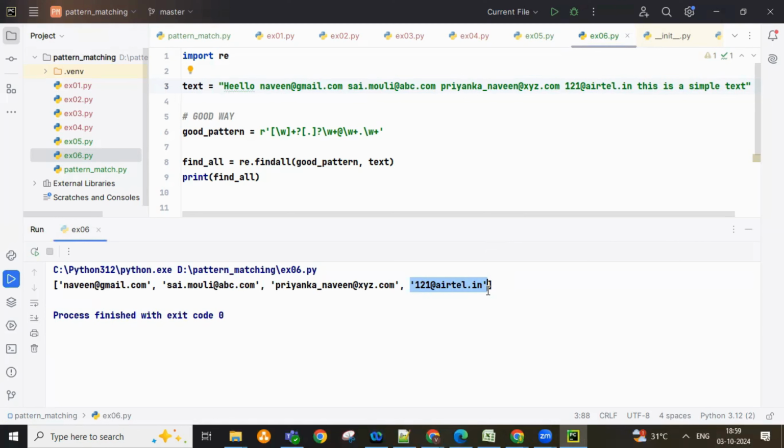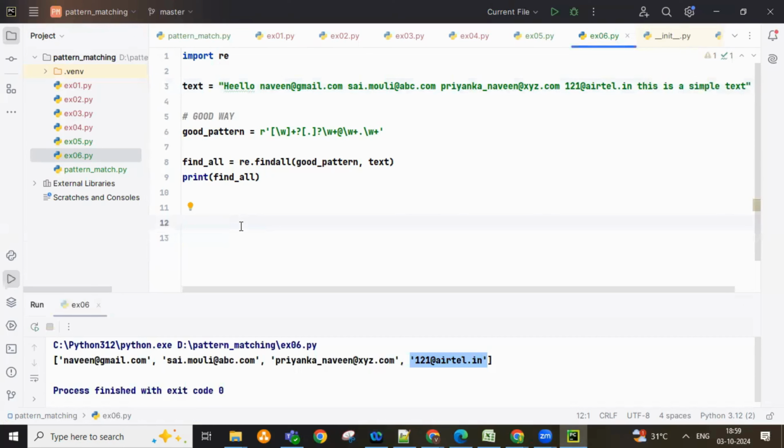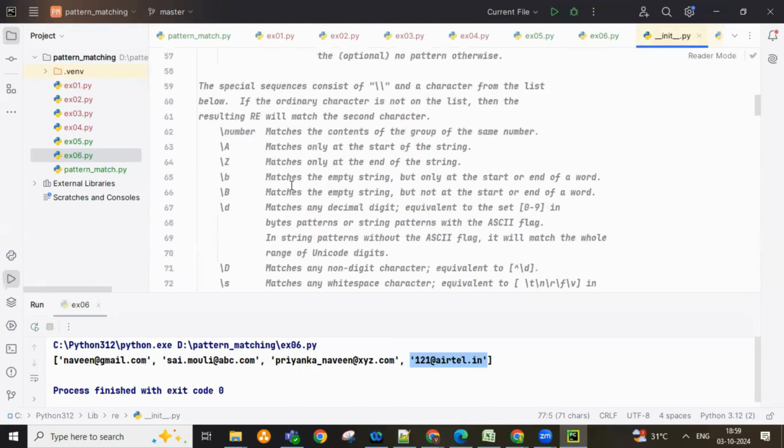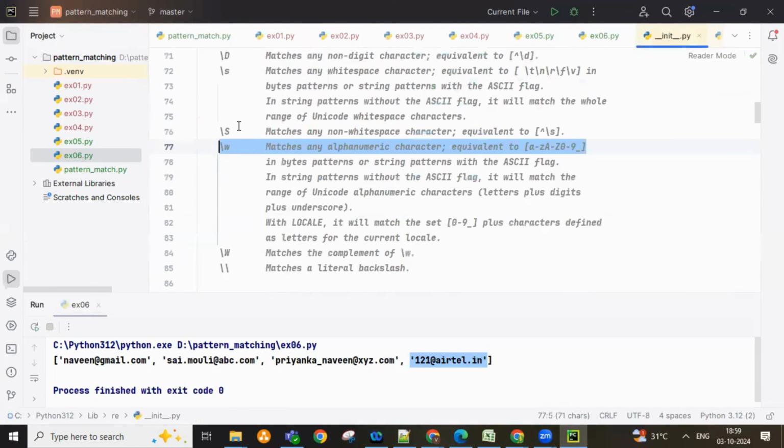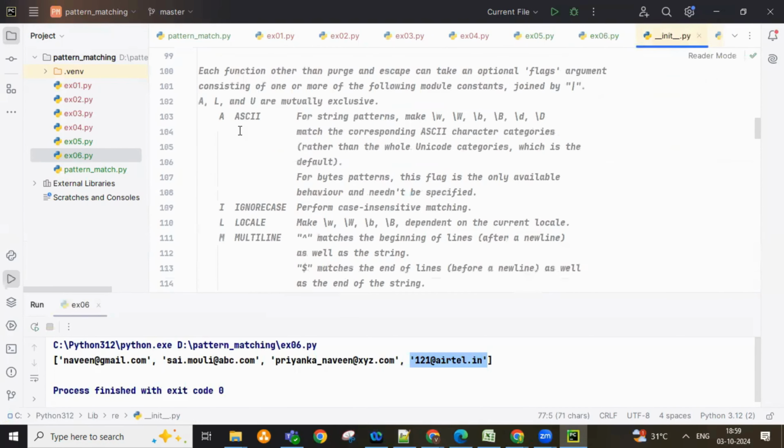Right. Any more questions on this, guys? You can try out more examples. We have covered \d, \w, and \s, right? Anything else we have once again? Importantly, I think we are almost covered.